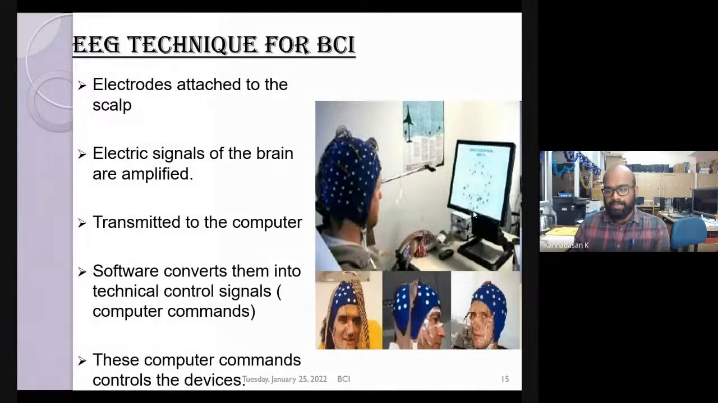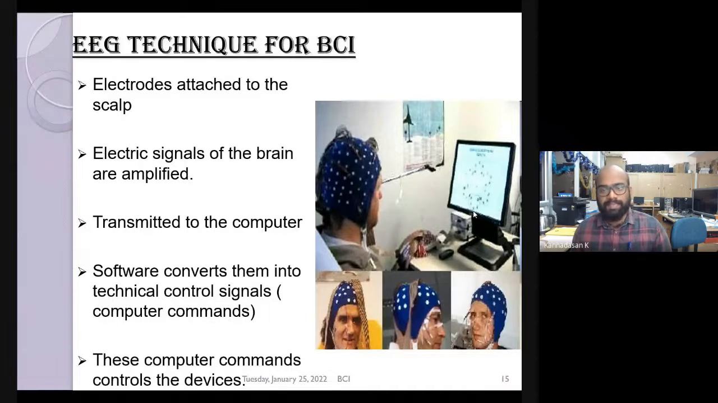So, the EEG technique for BCI: electrodes are attached on the scalp. You can see in this figure a person who is sitting and watching some stimuli, like a video, or he'll be asked to do some activity. A monitor will be placed in front of him. The first step is to attach electrodes on your scalp.